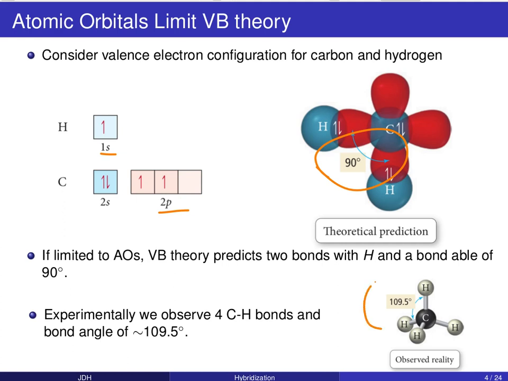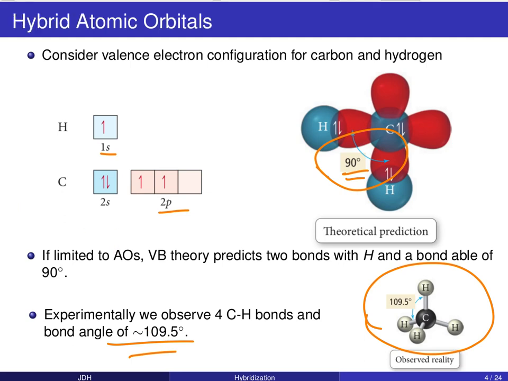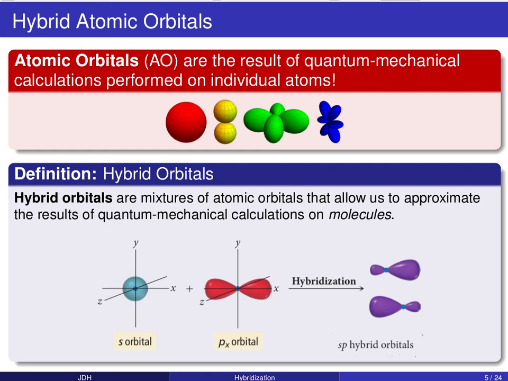We know the correct structure has 4 hydrogens attached, and that those 4 hydrogens are 109.5 degrees apart from one another. The bond angle here is not simply 90 degrees, as would be predicted based on the structure of isolated p orbitals on individual atoms. So we've got a couple of problems here. What we're going to need to do is expand valence bond theory in order to be able to describe situations such as this methane molecule right down here at the bottom. This is where the concept of hybrid atomic orbitals comes in.